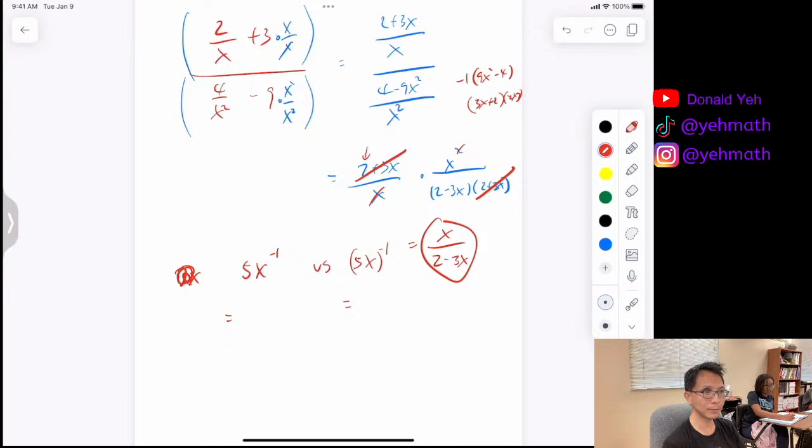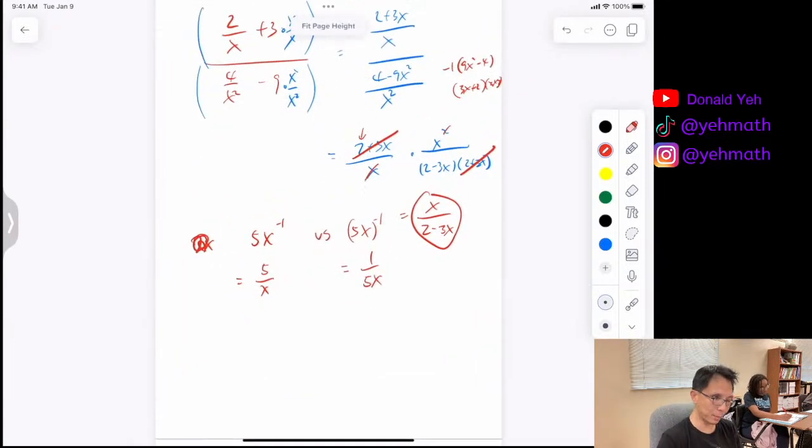Yes, Omar? It's 5 over x. Now what's the difference between the first one and the second one? Distributes within the parentheses. So what would it be? No, oh, sorry, 1 over 5x. The whole thing goes underneath. Right? The whole thing goes underneath.